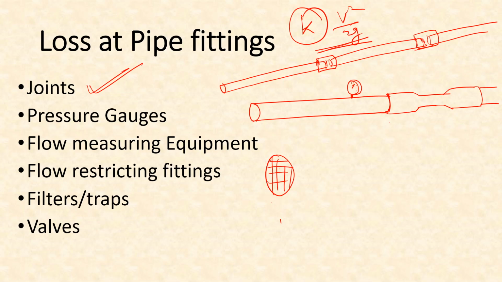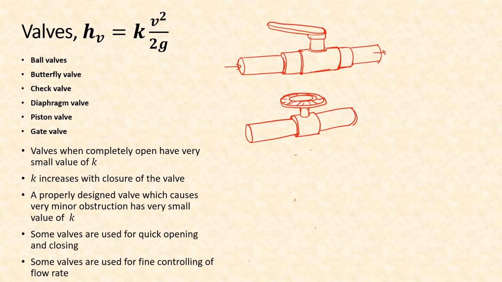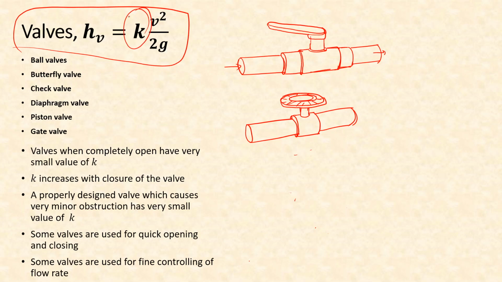Now finally, let's come to valves. These valves are used for flow control, either to stop flow or open, and to have any control in between. Similar to all the other types of head losses, here also the formula is the same, K V square by 2g, but the K value in the case of valves is a variable value and it's not constant.